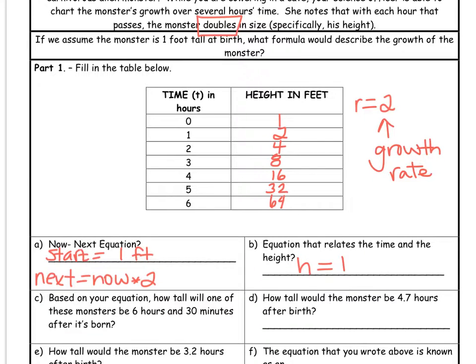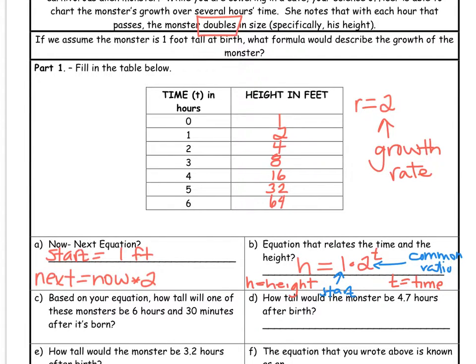The growth rate is 2, so we can write this equation as the height of the monster. It starts out at 1 foot. It's doubling every hour. And we can have the exponent on the 2 be the time in hours. So h is the height of the monster. t is the time. The 1 is the start. How tall did it start out? And the 2 is the common ratio, or the growth rate.